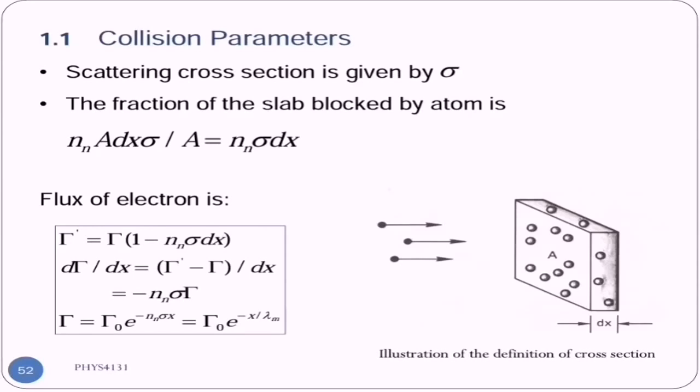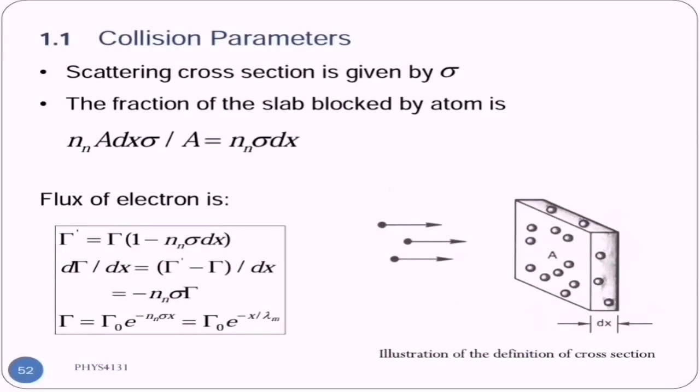The number of atoms in the slab is given by n A dx. The fraction of the slab blocked by atoms is given by n A dx sigma divided by capital A, which is equal to n sigma dx. If we represent the flux of the electrons incident on the slab by gamma naught, then the flux emerging on the other side will be gamma is equal to gamma naught into 1 minus n sigma dx.